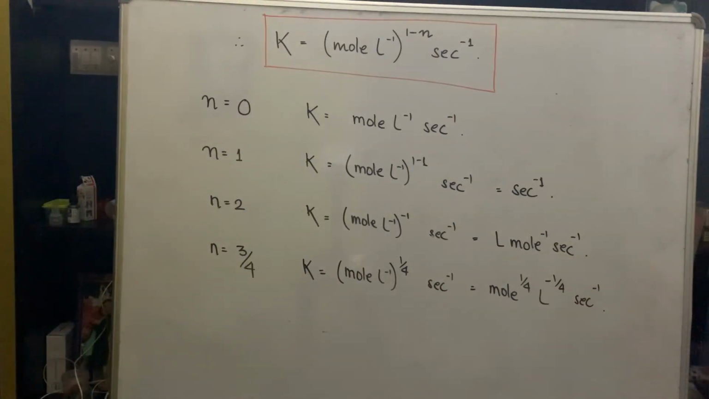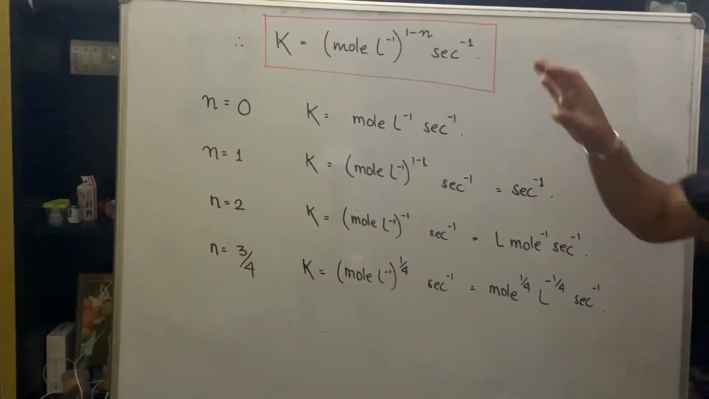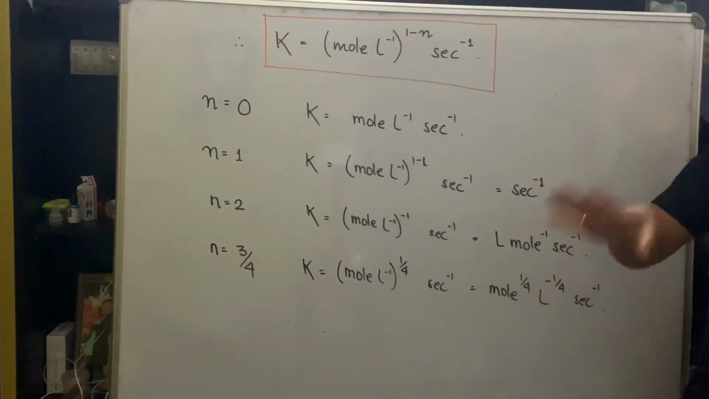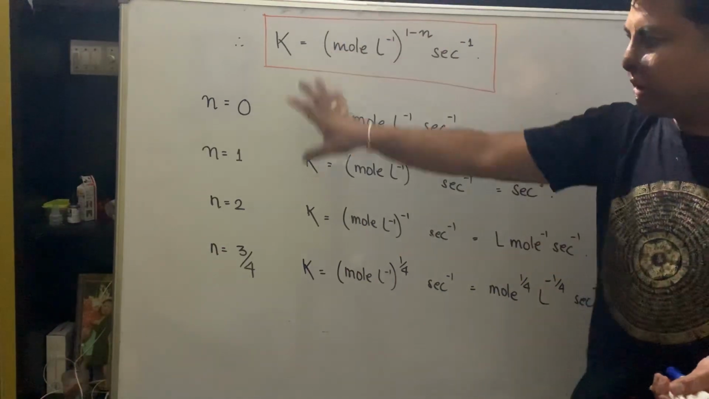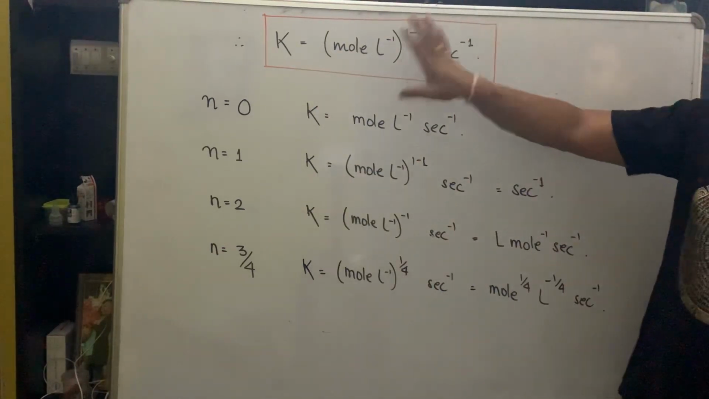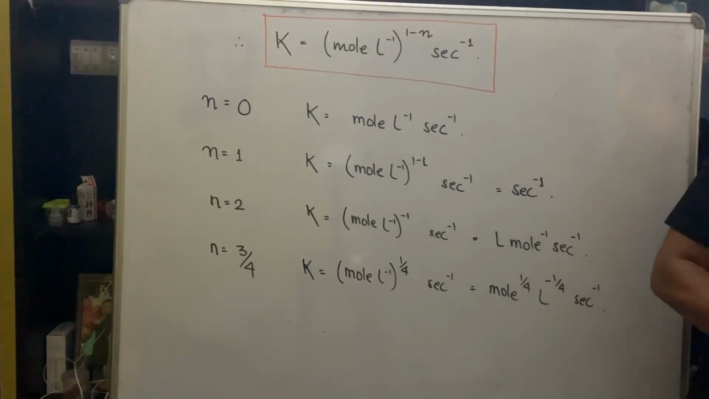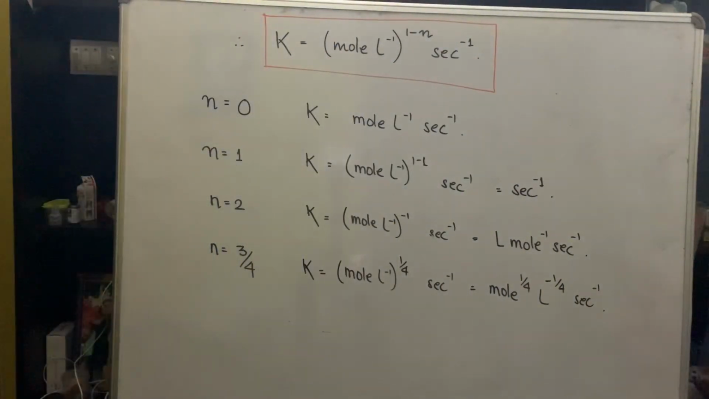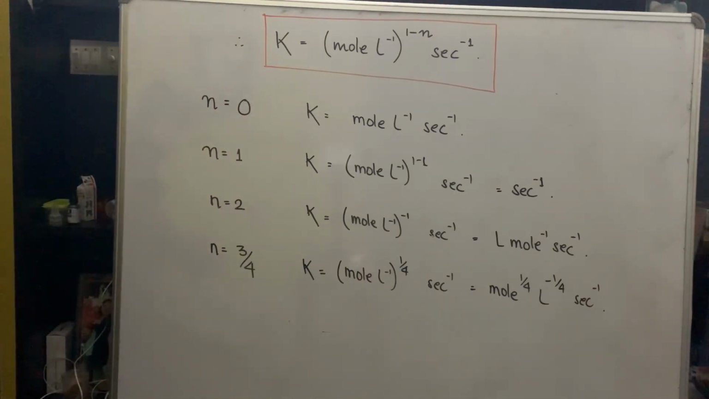So I suggest all the students to kindly follow this technique instead of mugging up. If you remember the expression for unit of K for an nth order reaction, then it becomes very easy for us to calculate the unit of K for any order reaction. You just have to remember this and go on substituting the value of order of a reaction. So this is how we remember the units of K. And yes, questions are going to come from this topic.